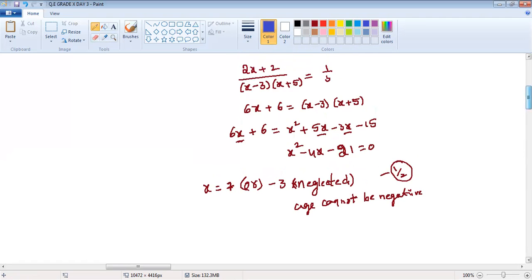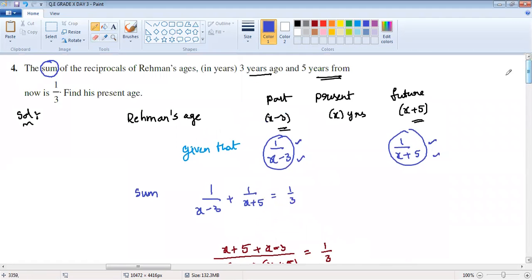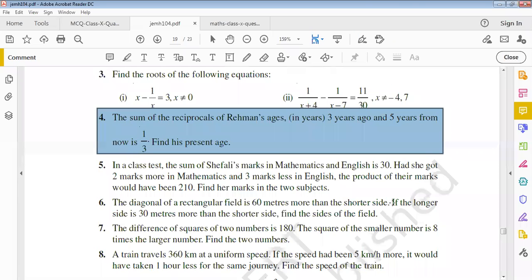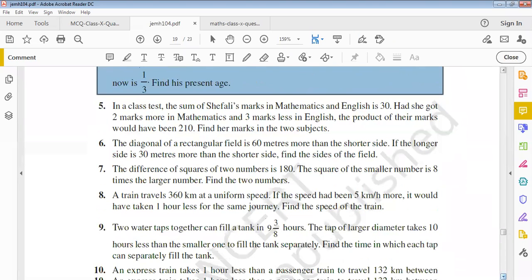Now, actually, what is the question? Rahman's present age. So what is present age? X, right? What X value did you get now? 7. Yes, sir. At last, you are supposed to write Rahman's present age is 7 years. Got it? Yes, sir. Next, I'm going for the next question. So you can do it like these models, right?